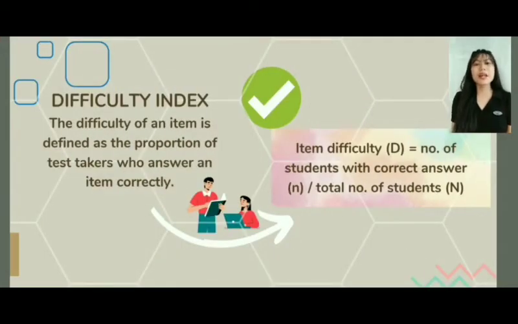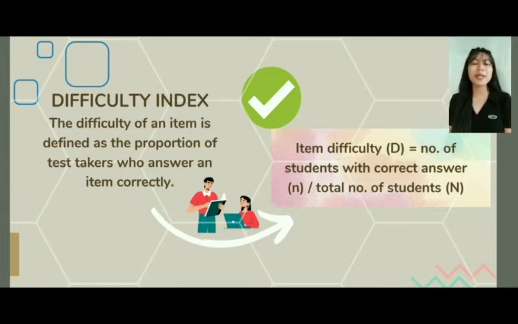Difficulty index. The difficulty of an item is defined as the proportion of test takers who answer an item correctly. If you remember during our high school days, after the exam or the test, we would do some tracking. The teacher would let us raise our hand if we got the wrong answer or the right answer to that question. Then our teacher would list the number of students who got the right answer or vice versa for that specific question. It is to get the item difficulty.